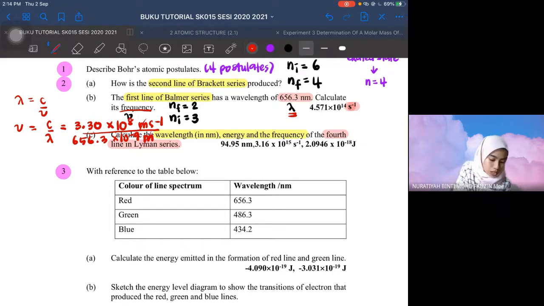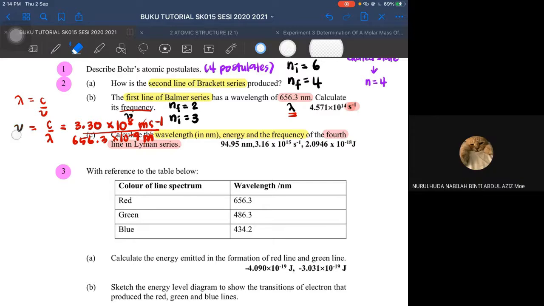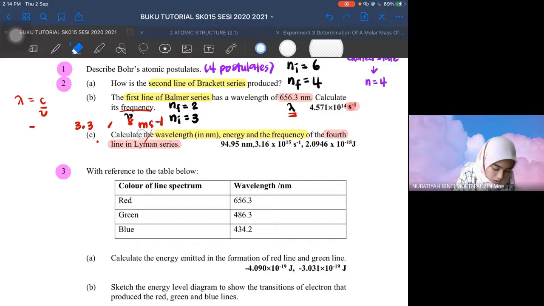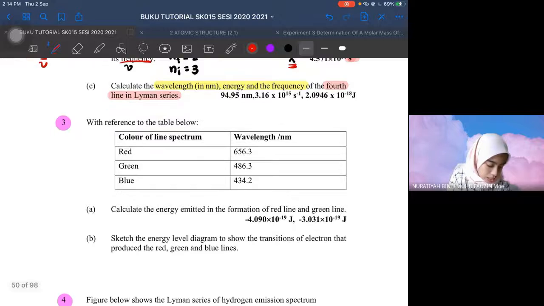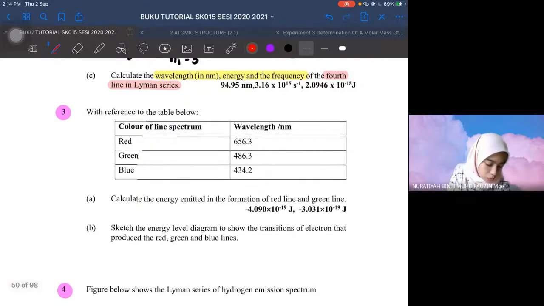So you get it. Okay, Miss, so c is just 3.0? Yes, 3.0. Oh yeah, okay. So 3.0, I did not remember. Okay, thank you. Okay. C. Calculate the wavelength in nanometer.